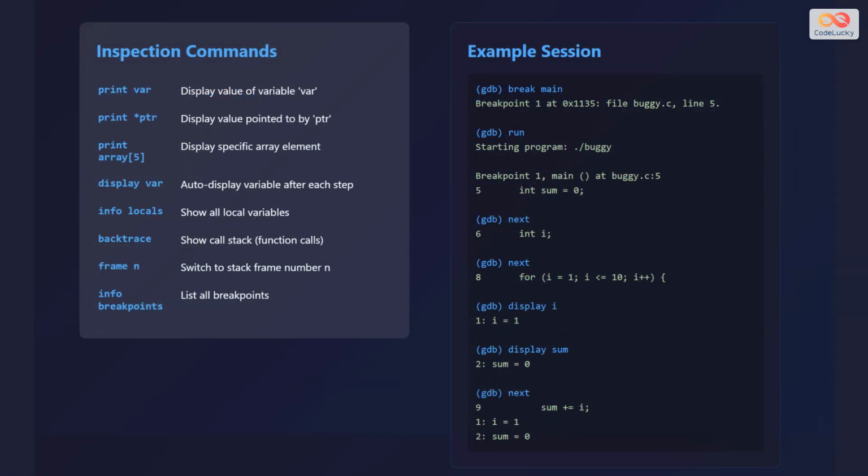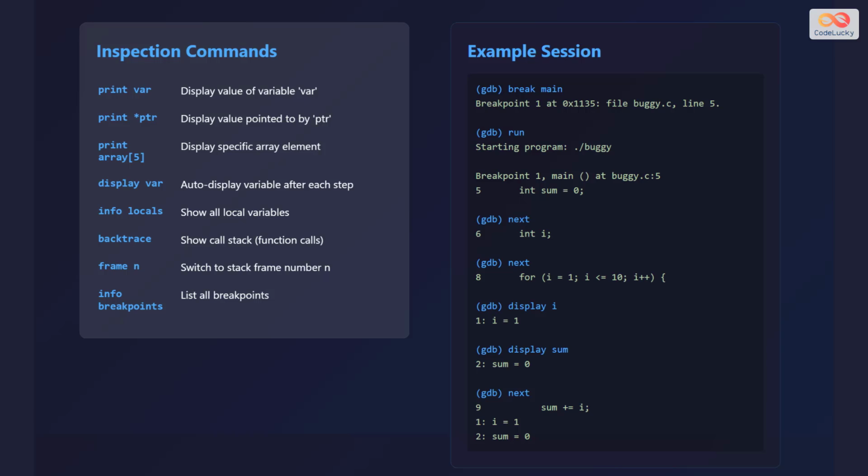When debugging, it's crucial to inspect the program state. The print var command displays the value of a variable. To see the value pointed to by a pointer, use print *ptr. You can also display specific array elements with print array[5]. The display var command automatically shows the variable's value after each step. To see all local variables, use info locals.